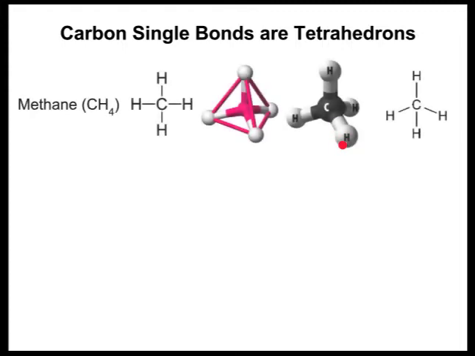Let's take the simplest case, methane, CH4. So in this case, carbon forms a tetrahedron. So carbon is at the middle of this tetrahedron. A tetrahedron is a four-sided figure in which each of the sides is a triangle. Carbon occupies the middle of that tetrahedron, and the four hydrogens each make up a point of the tetrahedron.